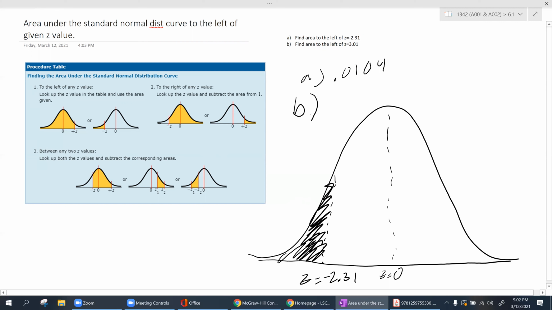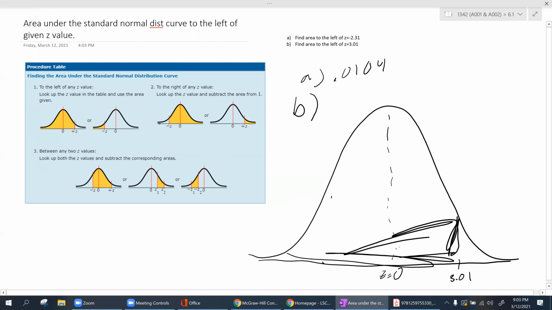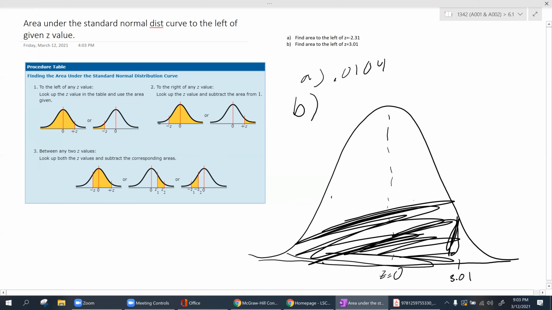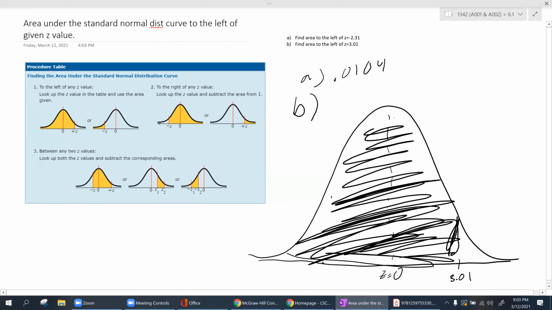For B, I'm now going to ask to find the area to the left of 3.01. So 3.01 is over there, meaning it's going to include all of that, and I'm going to read it as is because that's exactly what I want. I want the area to the left of all of that.